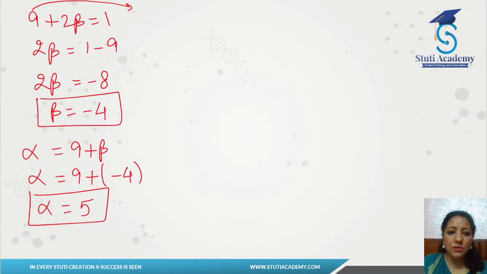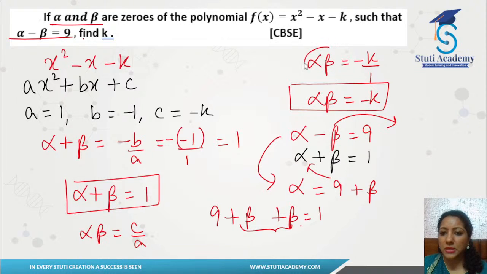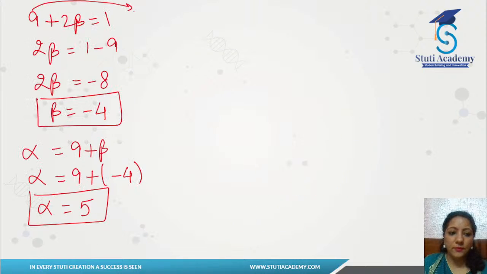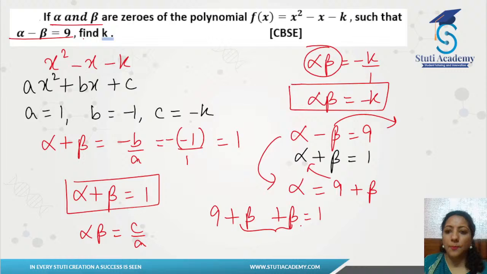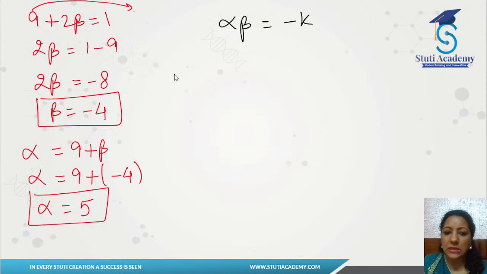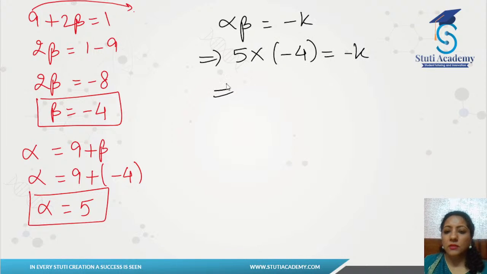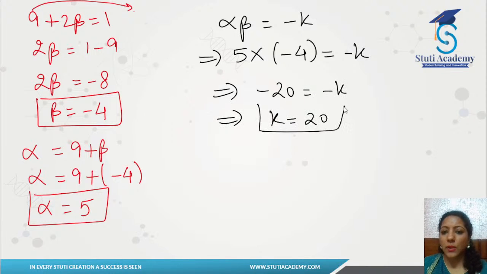We've already got the values of alpha and beta. I'm going to put the values here. So we have here alpha beta is equal to minus k upon 1. So we can just write it as minus k. Alpha is 5, beta is minus 4 is equal to minus k. Then we get minus 20 is equal to minus k. Finally, we have k as 20. So the required value of k is 20. I hope you've all understood this.